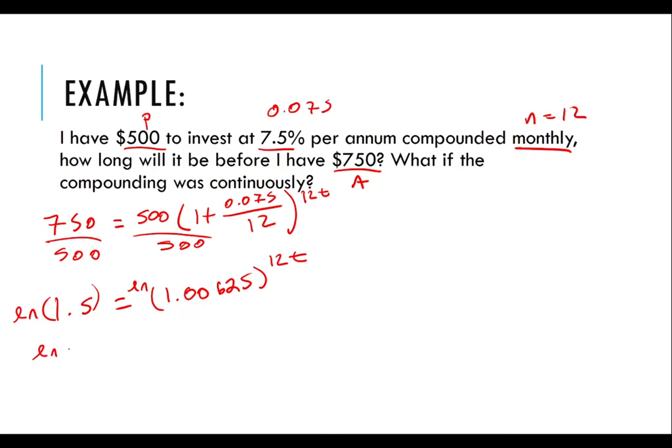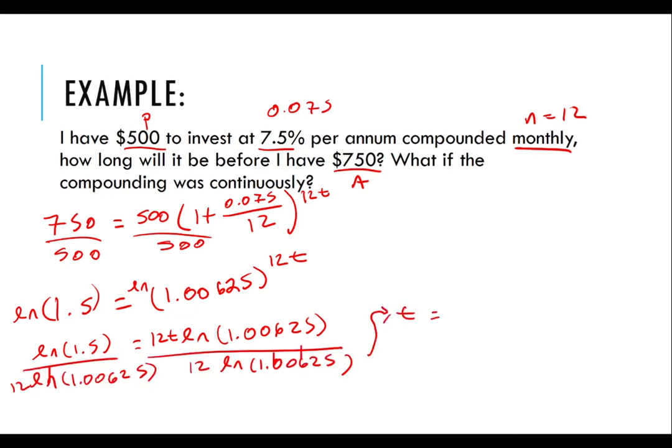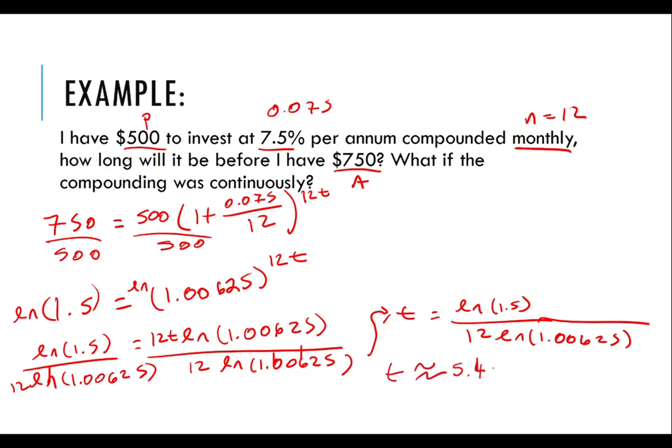Then I have that the natural log of 1.5 is equal to the natural log of 1.00625 raised to the 12t, but because this is raised to the 12t, I can put it out front, and so that's 12t times the natural log of 1.00625. At this point, divide by 12 times the natural log of 1.00625. So then I get that t is equal to the natural log of 1.5 divided by 12 times the natural log of 1.00625. And what do I get? Then I get that the time that it would take to reach that amount is approximately 5.4 years.